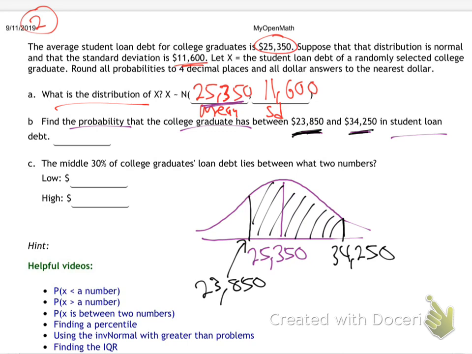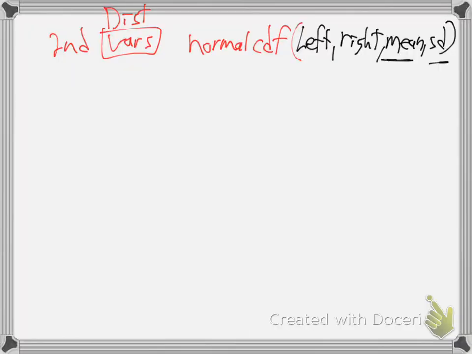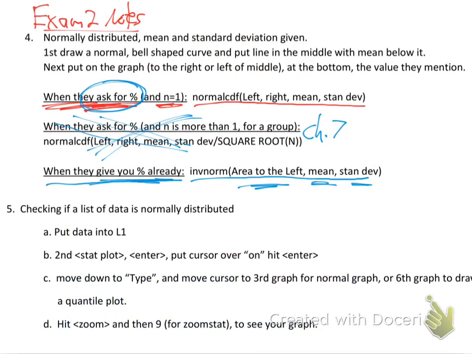Now you want to discern: am I going to do normal CDF or inverse norm? Are they asking for a percentage or giving me a percentage? They're saying find the probability. That's your percentage. Percentage, decimal, same thing. So they're asking for a percentage. Go back to the notes. When they ask for a percentage, that's normal CDF.